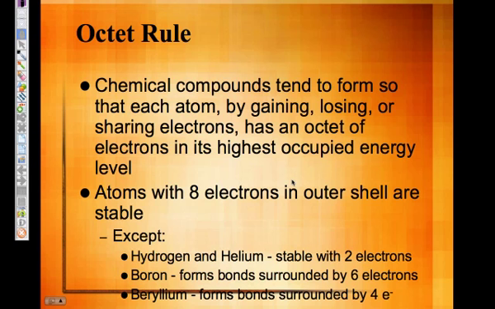Boron can form bonds and be stable with just 6 electrons. Same with aluminum. Boron and aluminum are able to form bonds and be stable with just 6 electrons. Beryllium can be stable with just 4 electrons. So those are some exceptions to the octet rule.